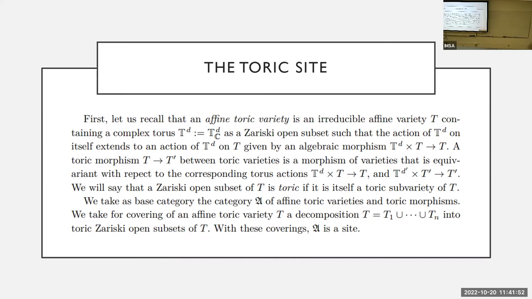We take as a base category for the stacks affine toric varieties and toric morphisms. And we take for covering of an affine toric variety T a decomposition into toric open subsets of T. When we do this, we have a site, a toric site. So this is a site. But we will be making our stacks live there. These stacks live there naturally. So far, I have been making them live on manifolds. Of course, on manifolds they will live. But they live on this much more structured site.